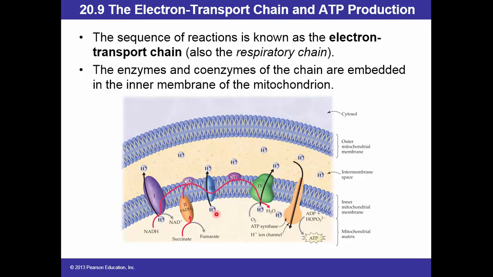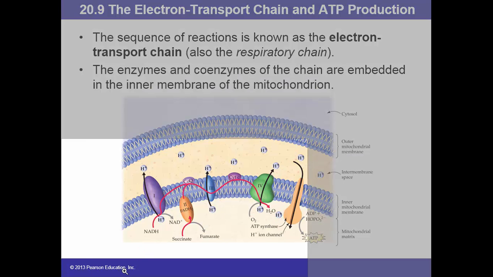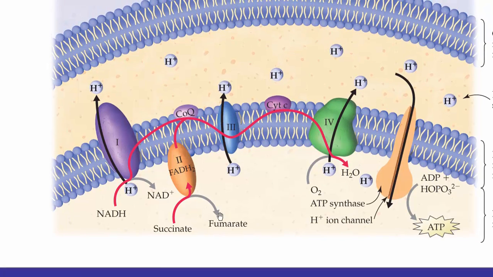Here you can see we have 4 membrane-bound complexes, 1, 2, 3, 4, that are components of the electron transport chain. In addition, we have something that is not part of them, called ATP synthase. This is an enzyme that links oxidation and phosphorylation together.